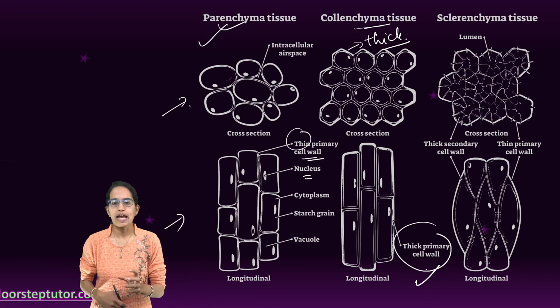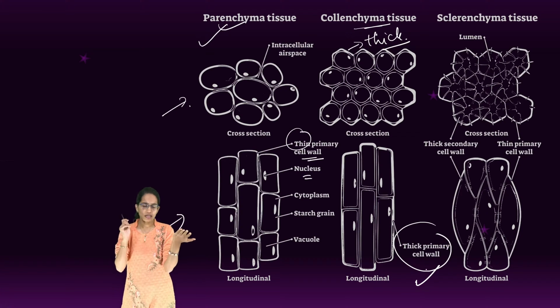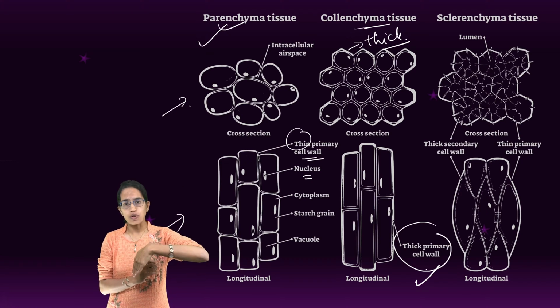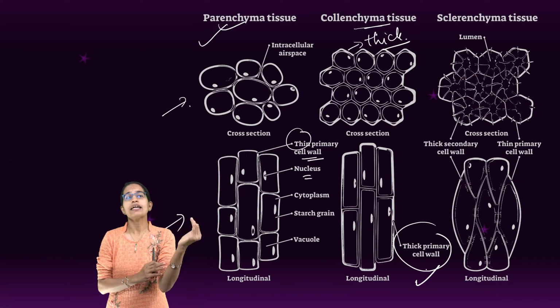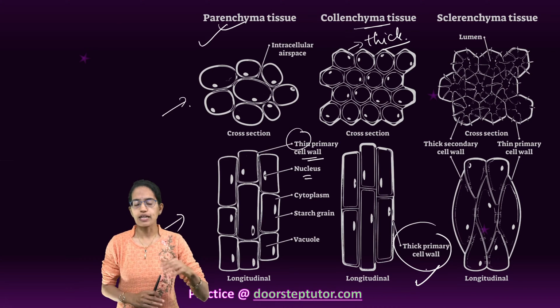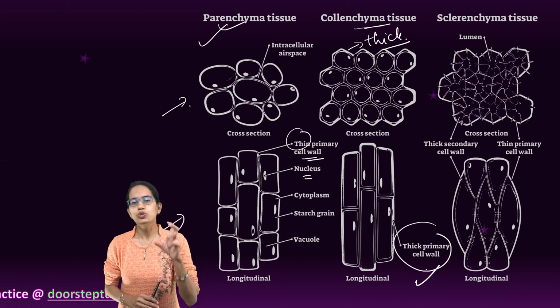Collenchyma, on the other hand, provides flexibility. That means if there is an injury, the plant doesn't just drop, it would bend, and that capability of bending comes from where? It comes from collenchyma. So collenchyma actually provides flexibility to the plant.